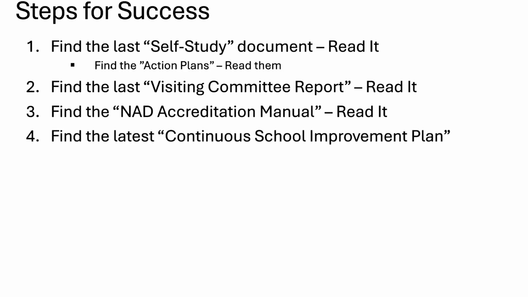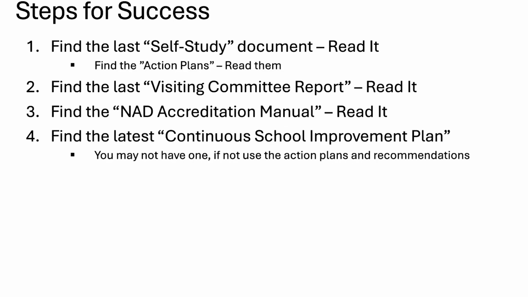And then you would look for the latest continuous school improvement plan. Now, I'll add here that you may not have one. Especially a lot of our small schools, they haven't built one. If you can't find a continuous school improvement plan, then at least use the action plans and the recommendations from the visiting committee report to build your own continuous school improvement plan. And when I say your own, I mean for the school.